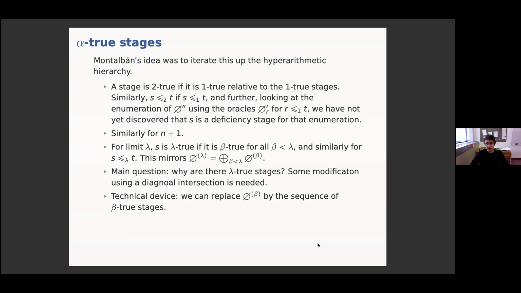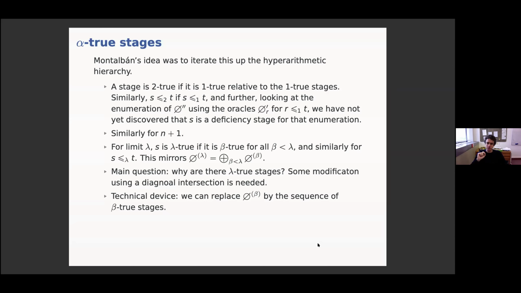What does it mean to be two true? Well, first of all, it has to be one true, because how do we compute zero double? Well, what is zero double? Zero double is zero jump relative to zero jump, right? So how do I approximate zero double? Well, I approximate zero jump by seeing the enumeration of zero jump up to some point. Restricted myself to a piece of oracle, my current guess as to what zero jump is, and then using that piece of oracle as an oracle in an enumeration process that with oracle zero jump will give me zero double, right? So a stage is two true. What does that mean? That means it is one true relative to the one true stages.